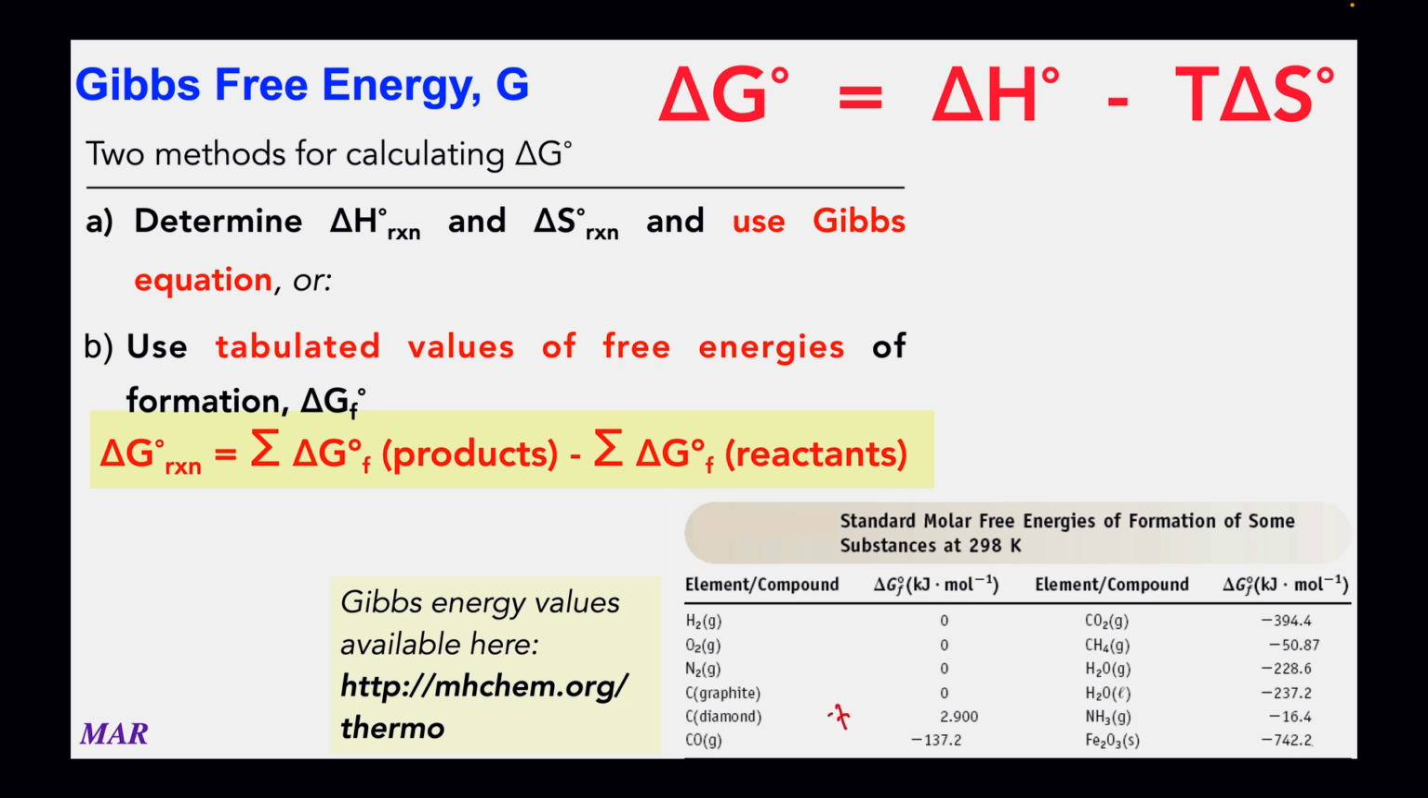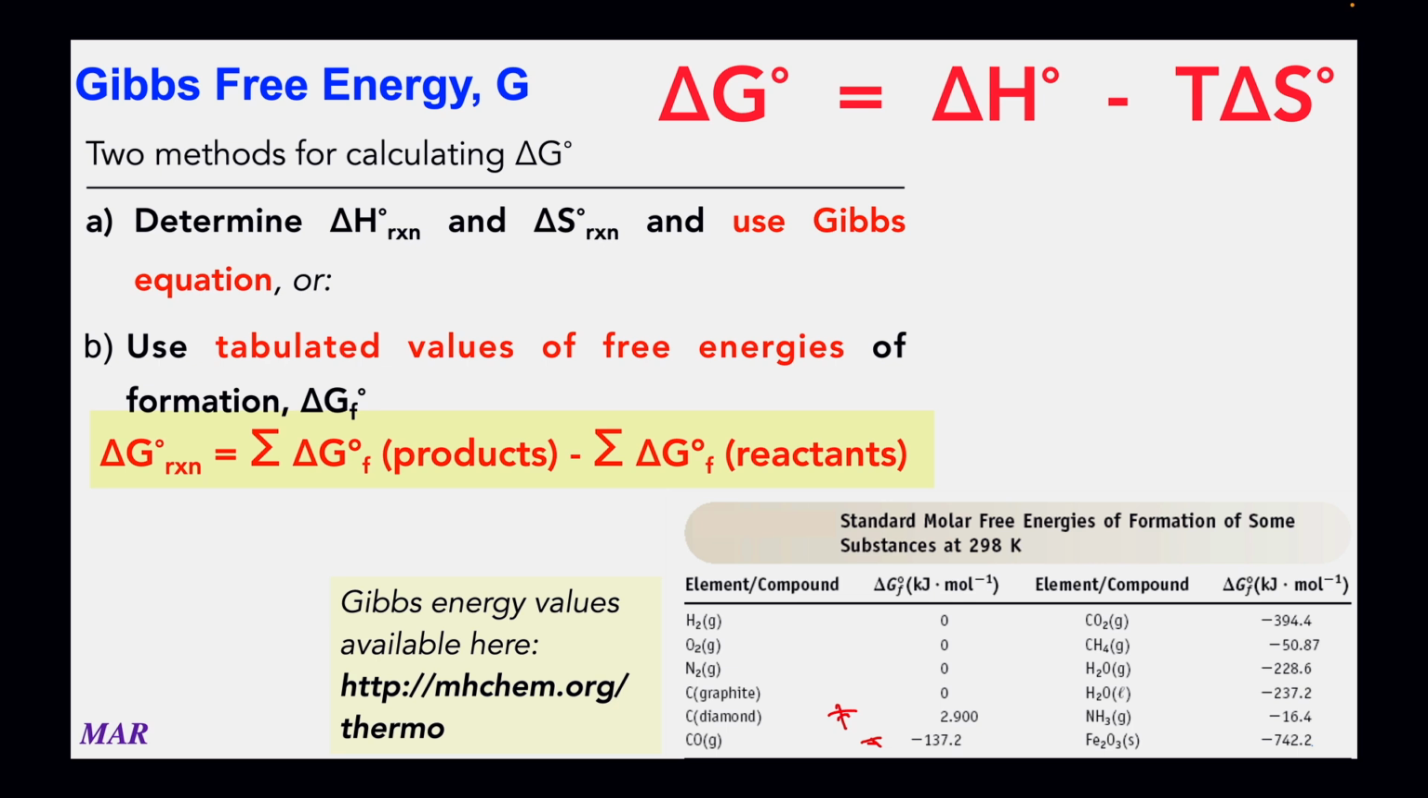So there's diamond, it's a positive number. On the other hand, carbon monoxide has a negative delta G. So you kind of have to look the values up. I think more of them are negative than positive, but honestly, you should look at them to make sure. So either of these methods are great.